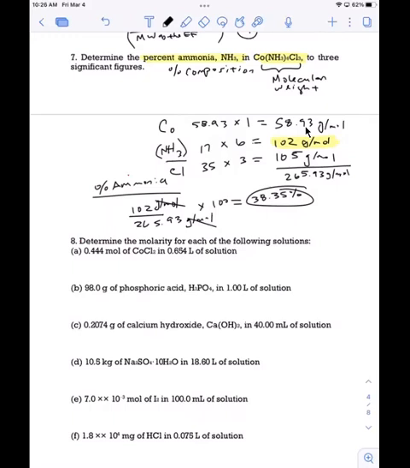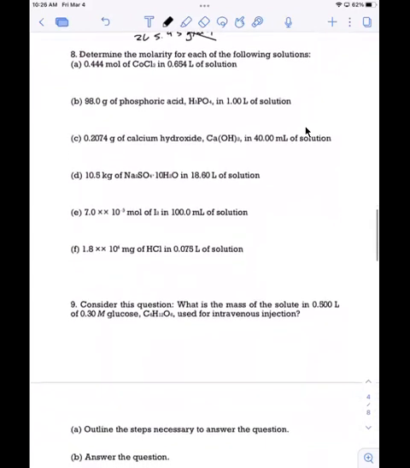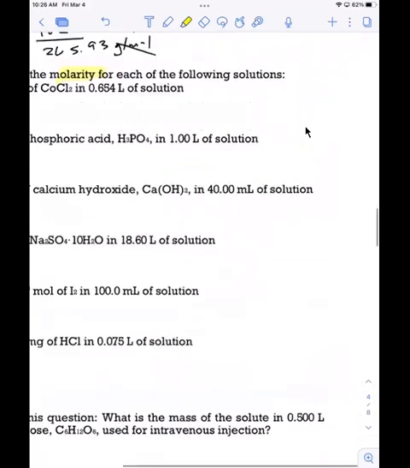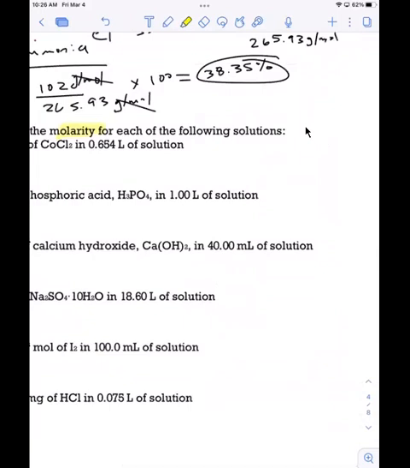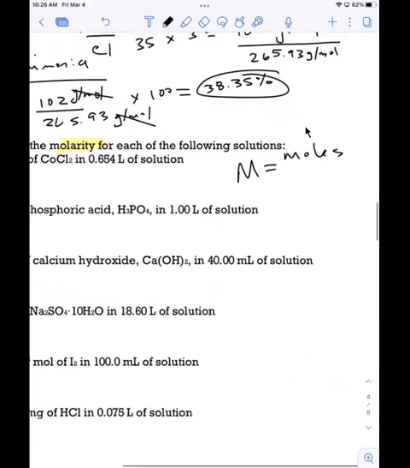All right. So now let's go to number 8. Determine the molarity. What is molarity? What's the symbol for it, and what are the units? The big M, and then moles of solute divided by liters of solution. Excellent. Moles of solute over liters.